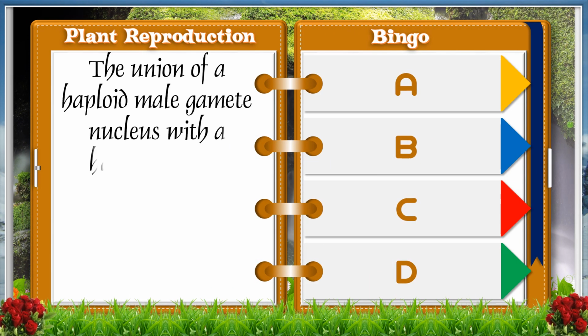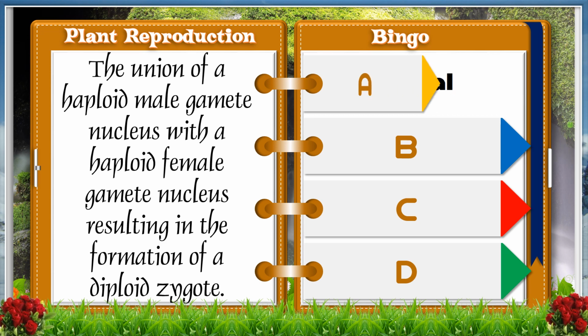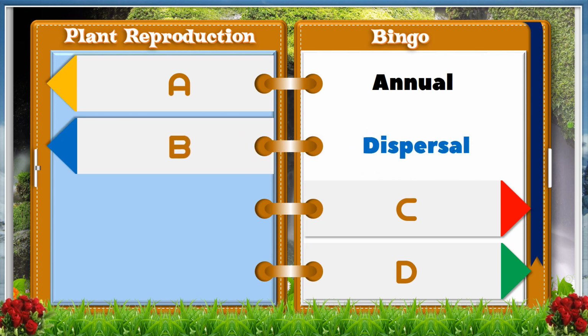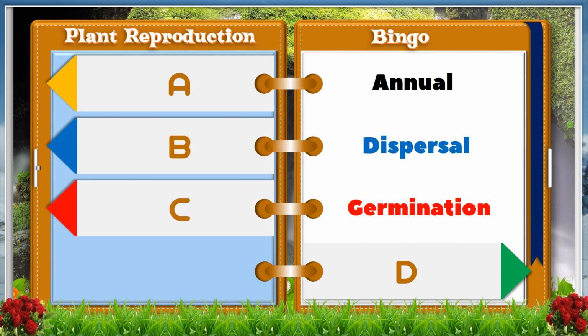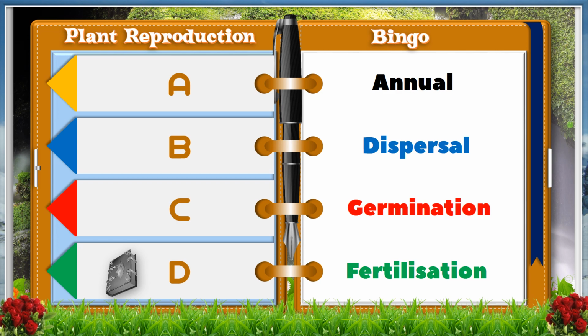The union of a haploid male gamete nucleus with a haploid female gamete nucleus, resulting in a formation of a diploid zygote. A. Annual. B. Dispersal. C. Germination. D. Fertilization. And the answer is D. Fertilization.